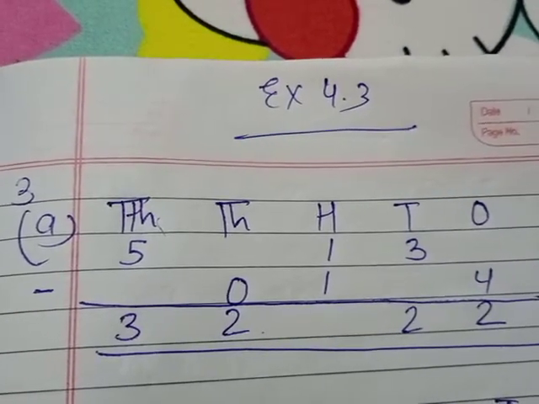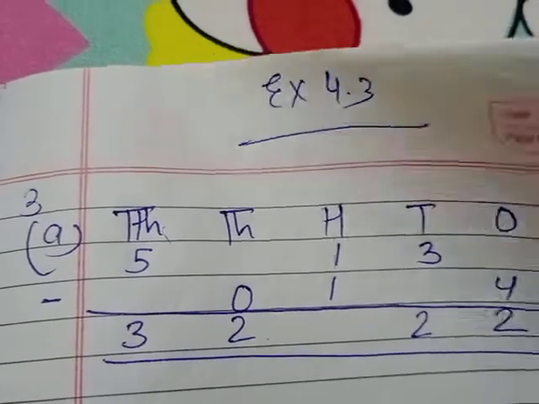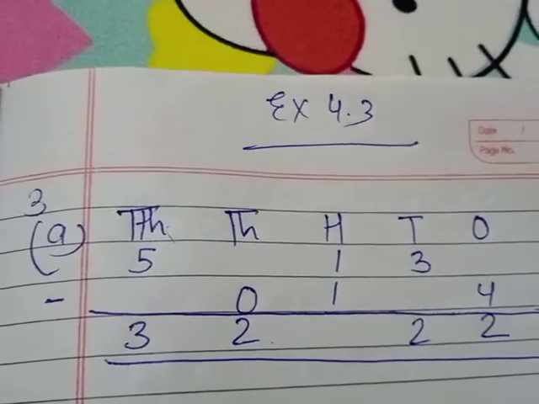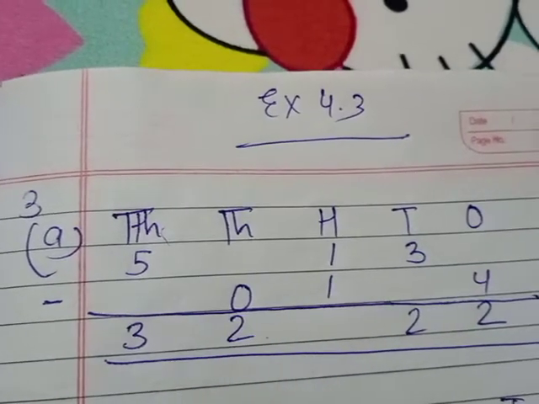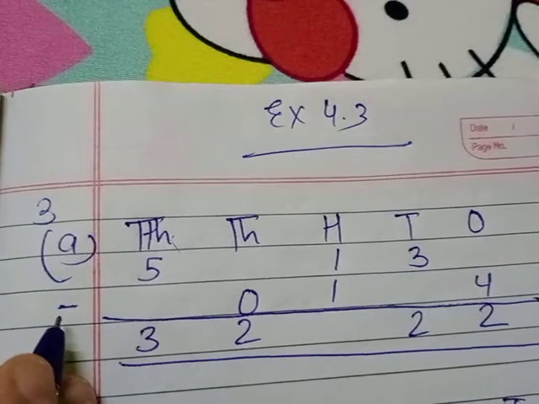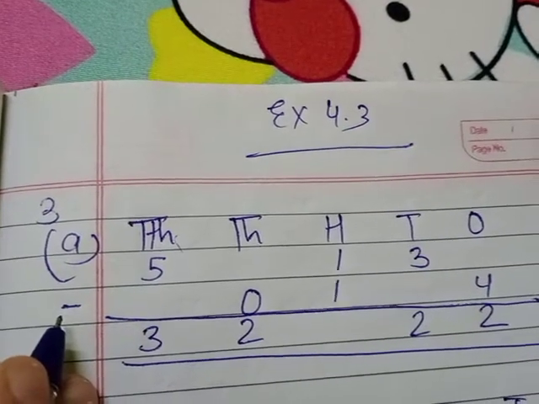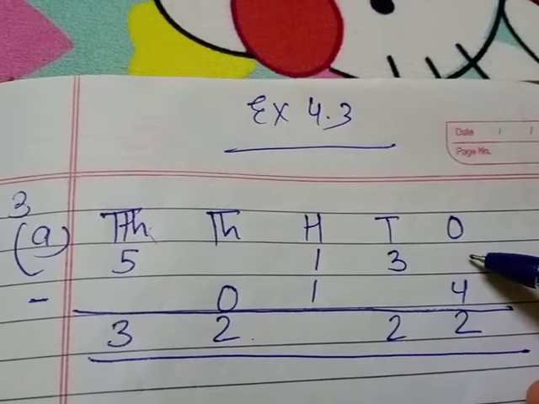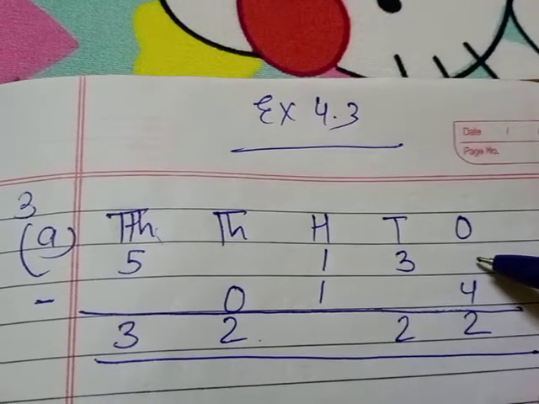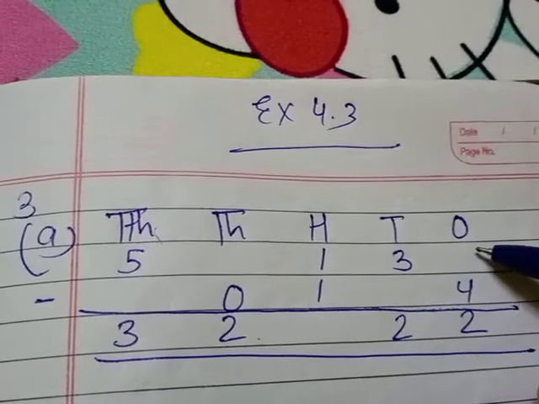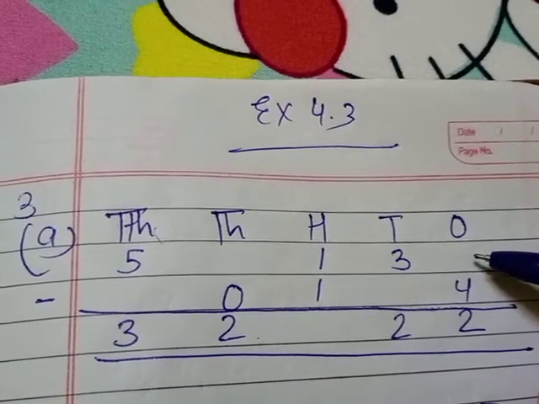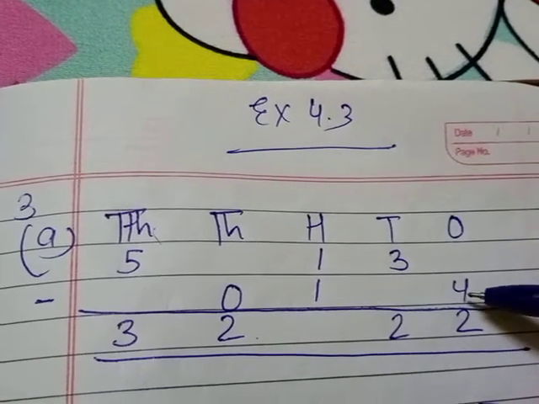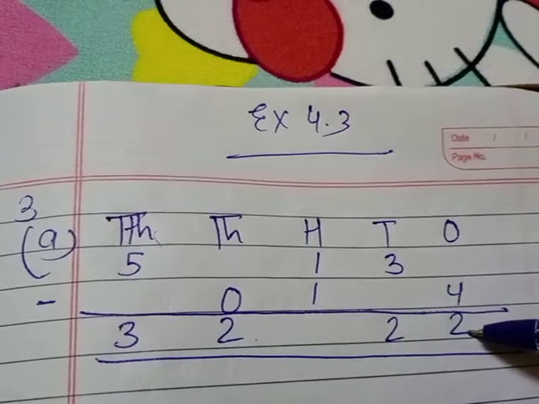The last question of the exercise, we have to fill in the missing digits. How to fill the missing digits in the minus question? There is a rule, I'll tell you. Whenever we have to find the digit in the minuend place, this is your minuend place now. For the minuend place, just keep in mind, add the subtrahend and the difference.